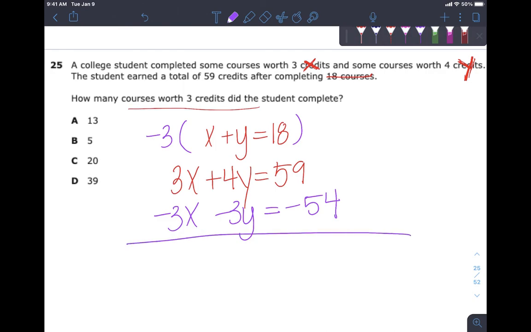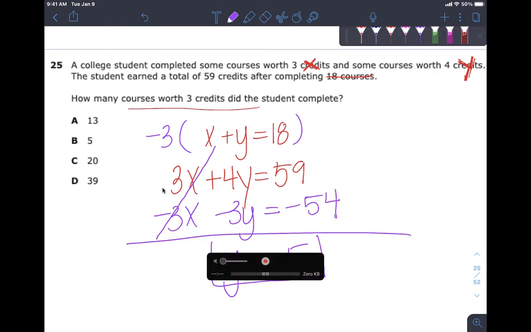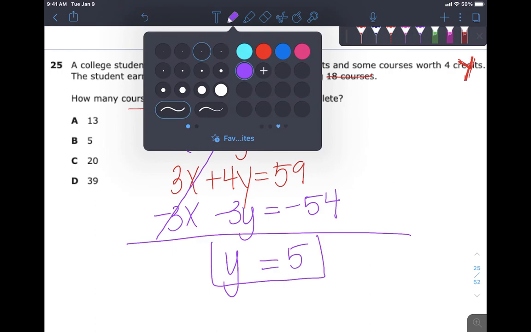Now I'm going to add the equations together. Cancel. y equals 5. Okay, they made this simple for us. Now I can take my y value and plug it back into either one of the equations to get an answer. However, I see that the very first equation doesn't have anything multiplying y or x. That would probably be the easiest one to use.